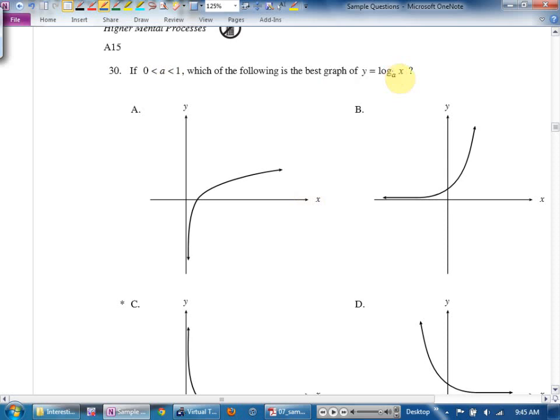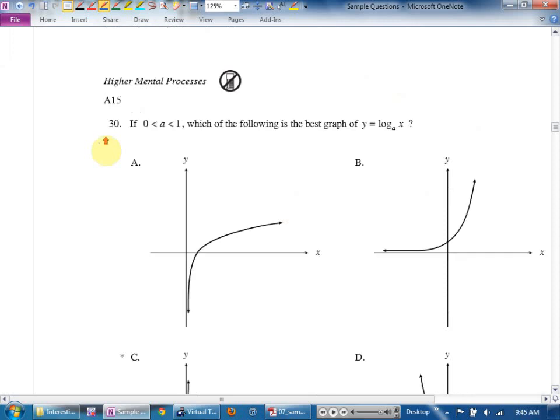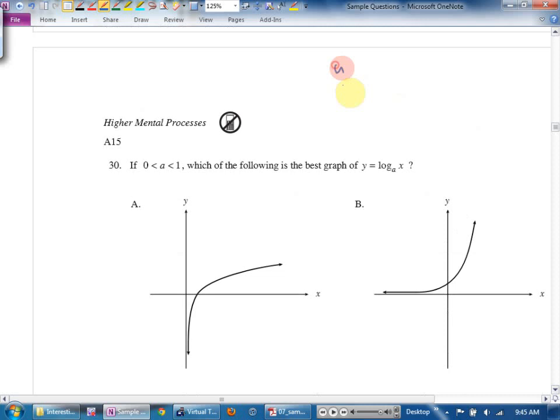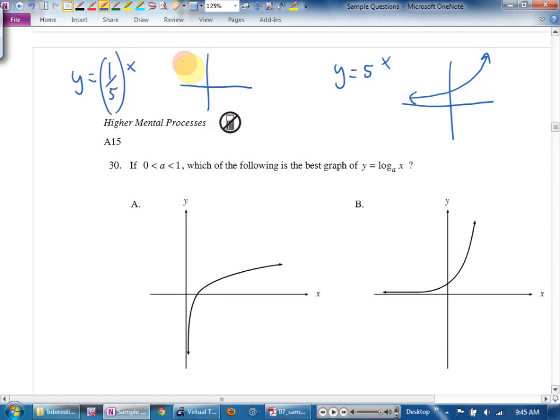Every exponential graph looks like what? I always had somebody in each class do this or this and hit the kid next to them. Okay, remember that stupid thing? There are two types of exponential graphs. Looks like this. Y equals 1/5 to the x. Looks like this.